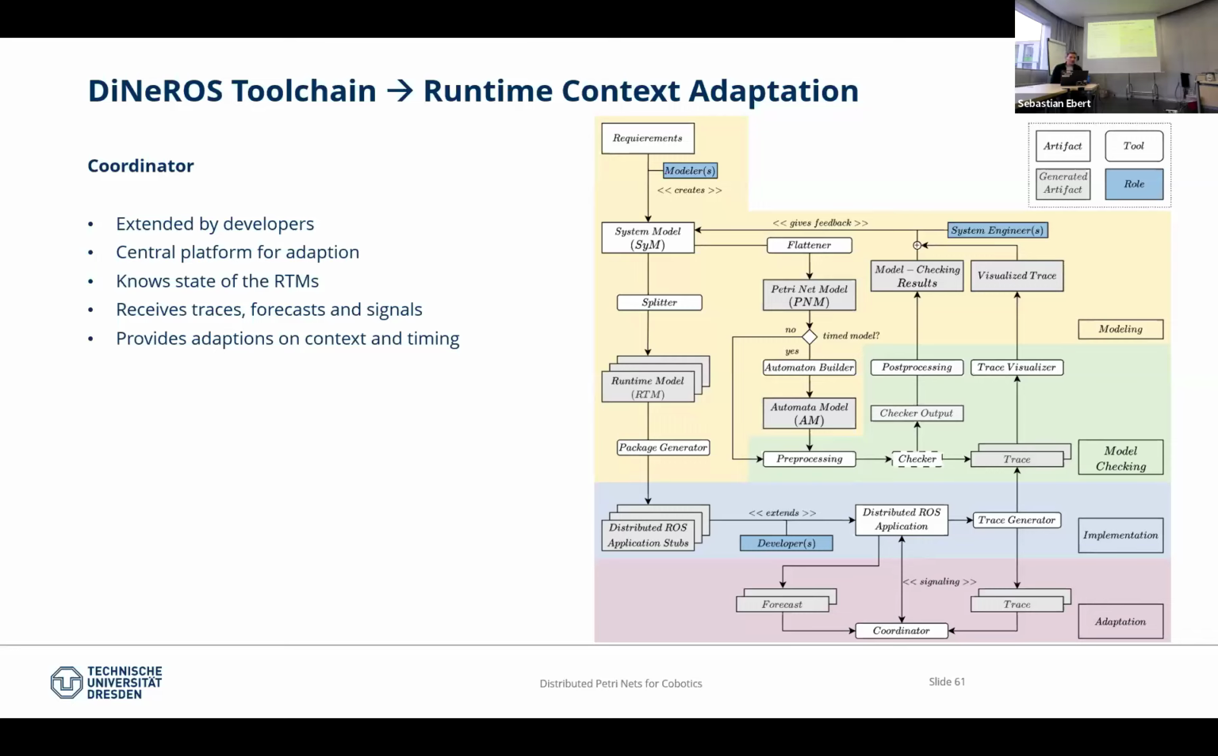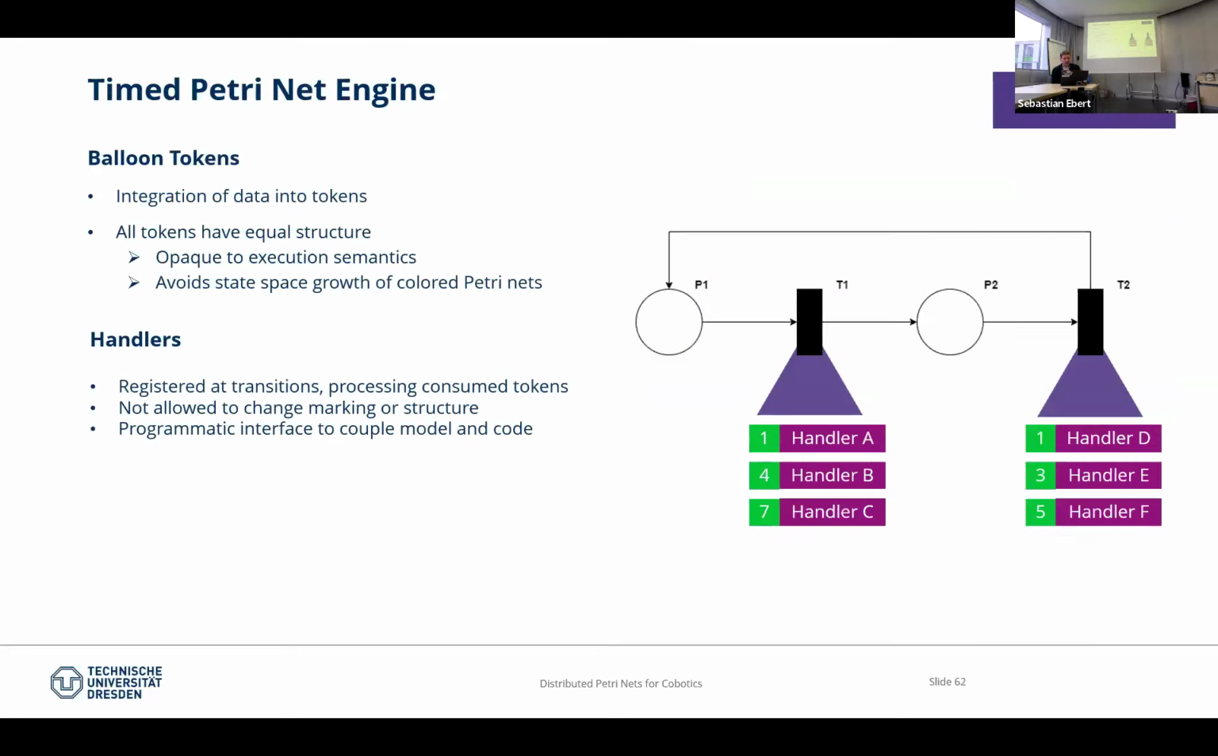The last part, which is not part of that toolchain but used basically for the application, is the engine. The engine basically works by attaching first the handlers to transitions. So they are basically taking over the tokens, doing things with that, and processing output tokens. But these tokens are not normal tokens. They are balloon tokens, which means they contain data, which is not an entirely new concept.